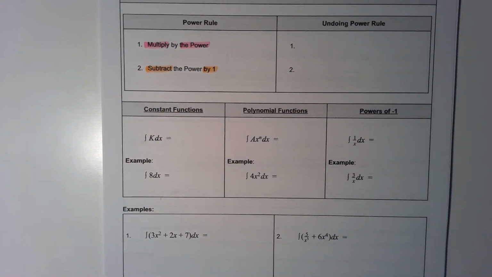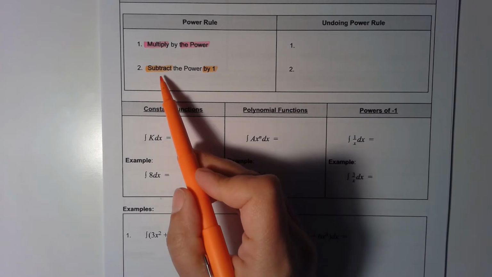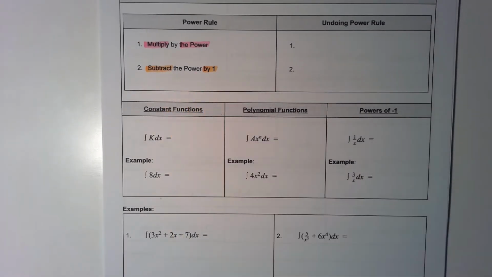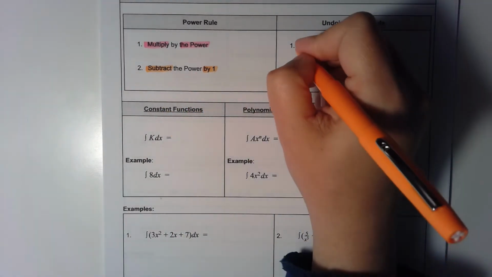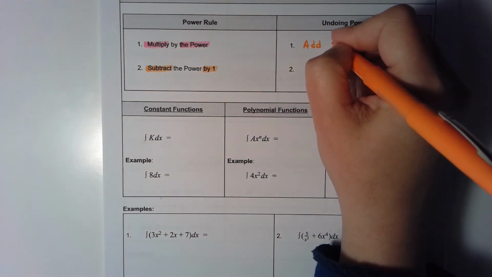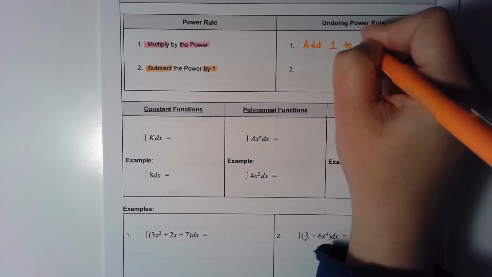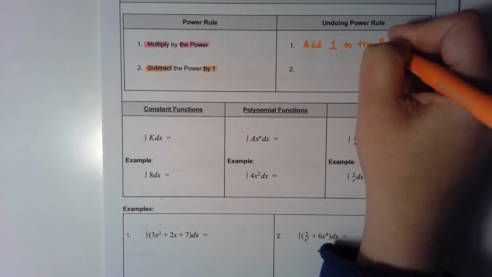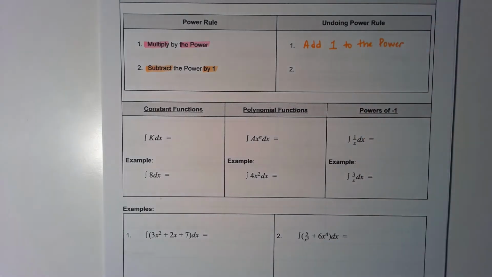Well, if we want to do the antiderivative, we need to reverse not just the operations that we did, but the order in which we did them. So in order to undo the power rule, we're going to start by undoing the fact that we subtracted the power by 1. The first step then is we are going to add 1 to the power.